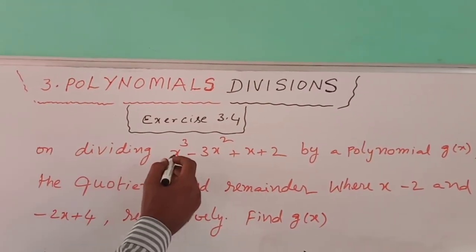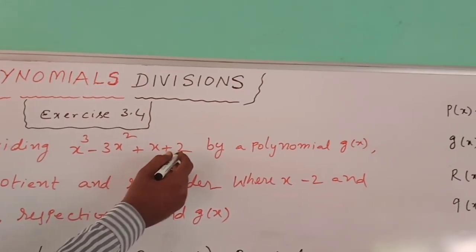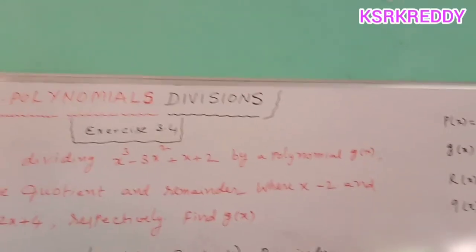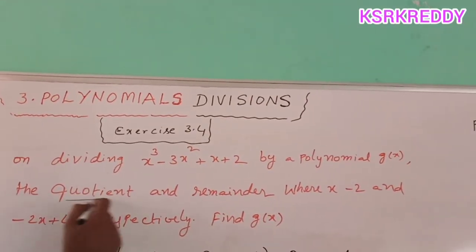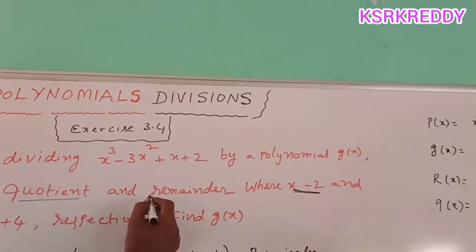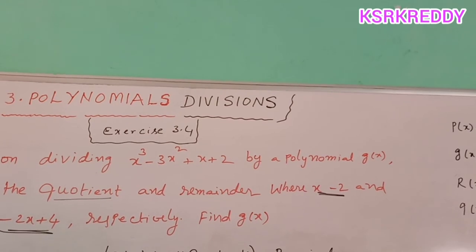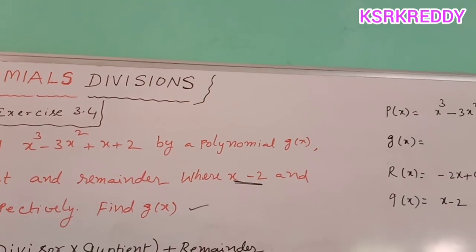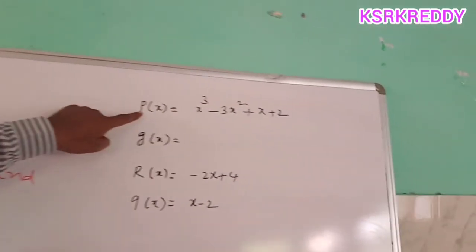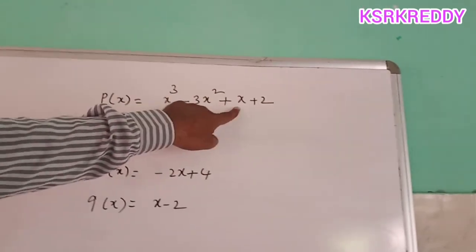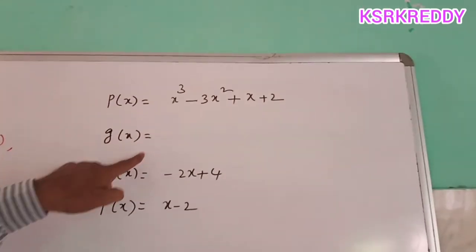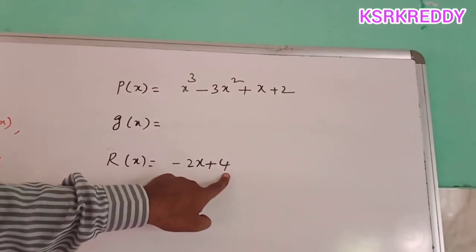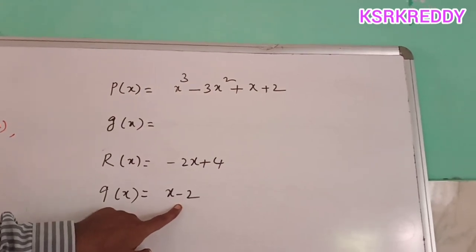On dividing x cube minus 3x square plus x plus 2, which is p of x, by the polynomial g of x, which is the divisor, the quotient and remainder are x minus 2 and minus 2x plus 4 respectively. Find g of x. So first, p of x equal to x cube minus 3x square plus x plus 2. g of x is the required value. r of x means remainder. What is the remainder? Minus 2x plus 4. q of x equal to x minus 2.